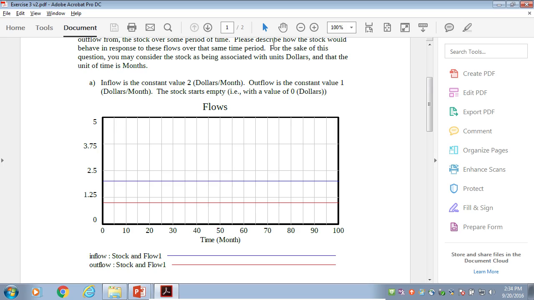I've given you some problems to address last time as part of the take-home exercise. In one case, we said the stock starts empty, and then we have some rates of flow in and out. One rate was 2 flowing in and 1 flowing out. So what is the stock going to do over time? It's going to increase, and how will it increase?